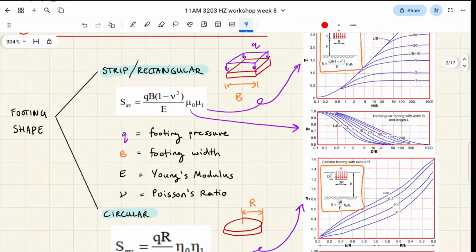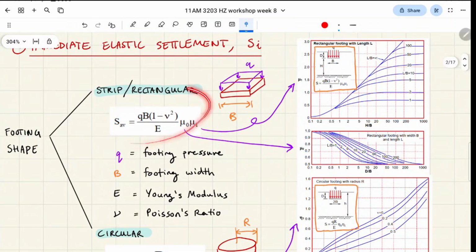Okay, let's talk about all the components of this formula. Okay, so let's break it down. So Q is the footing pressure. Again, you're given this in the question, and if you're not given this, you're given P, and P is the point load acting on your footing, and then you just divide that number by your area of your footing, okay, and that's how you get Q, right? B is your footing width, right? So footing width is that least dimension there, okay?